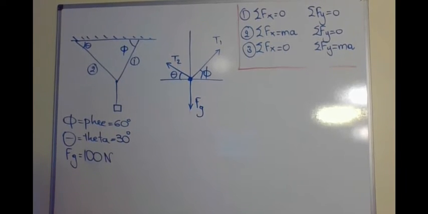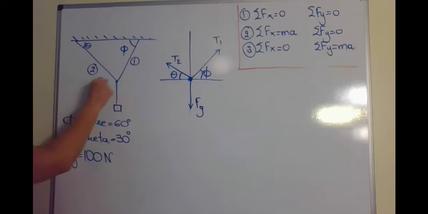tensions. We have a node here, and this object, which has a weight of 100 newtons, is held by this rope going to this node, and we have two more strings leaving, creating angles theta and phi with a horizontal. Theta and phi, these are Greek letters. Let's say that these angles are 30 and 60.